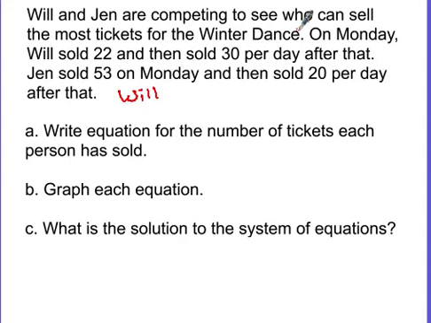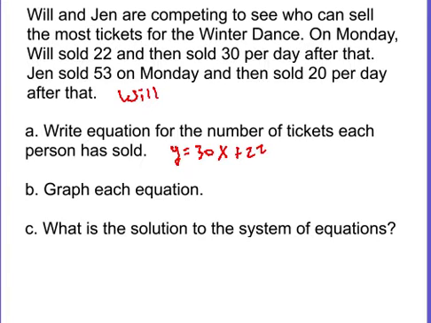So how are we going to set up Will's equation here? 22 at first and then 30 per day. y equals 30x plus 22. I like that. So his total number of tickets would be the 22 that he sold the first day plus 30 a day after that, right?